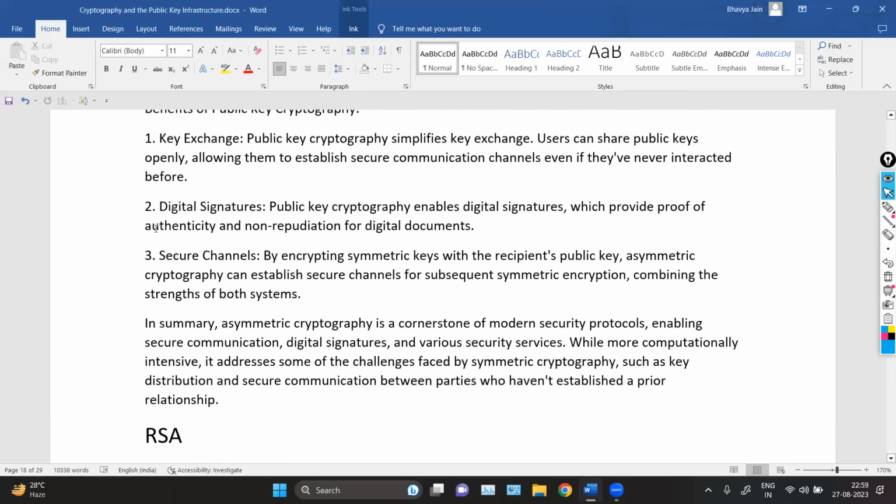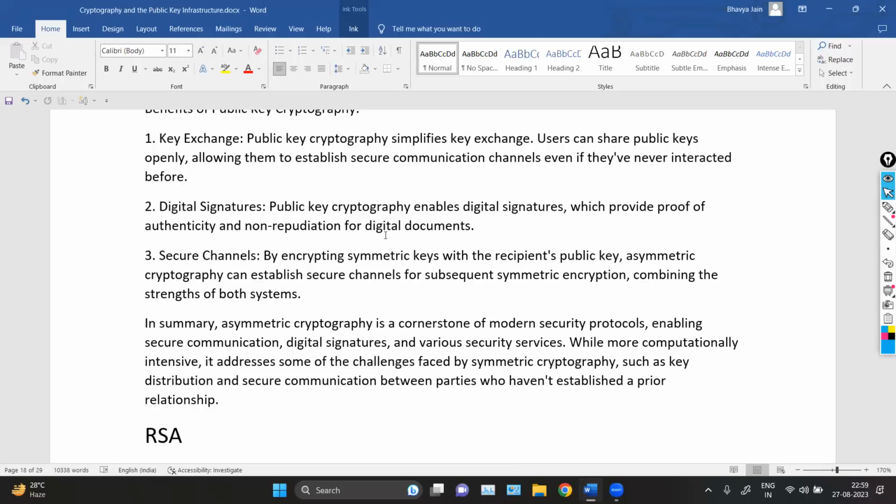Signatures: we can achieve digital signatures with the help of that public key or asymmetric key, which provides proof of authenticity and non-repudiation for your documents. Then we have secure channels. While encrypting symmetric keys with a recipient's public key, asymmetric cryptography can establish a secure channel for subsequent symmetric encryption, combining the strength of both systems.